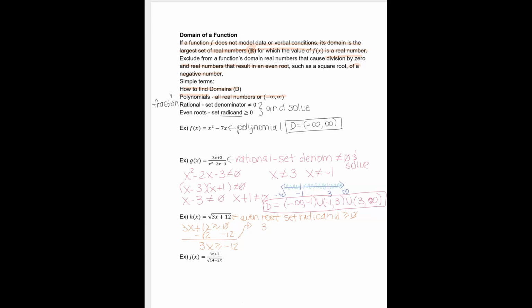So 3x greater than or equal to -12. Divide both sides by 3. So x is greater than or equal to -4. Okay, so now let's put him on the number line.